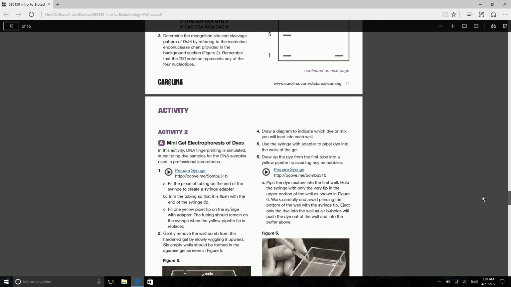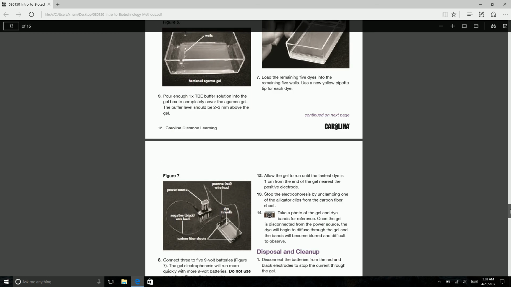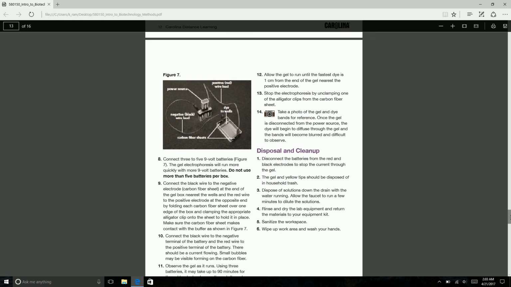Okay, coming back to your activity number 2, you need to prepare the syringe, because with the help of the syringe you are going to load your sample. So watch these videos. I think this video and this video are actually the same. Watch these videos, they explain very nicely how to make this syringe and how to load your samples. So you have to load all the dyes which have been given to you in the kit, and then you have to make the circuit.